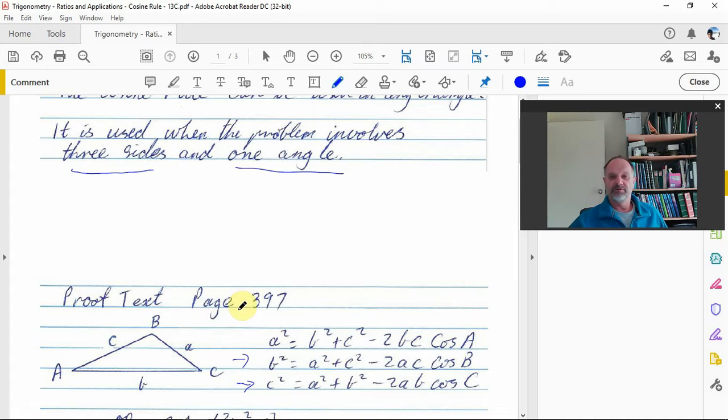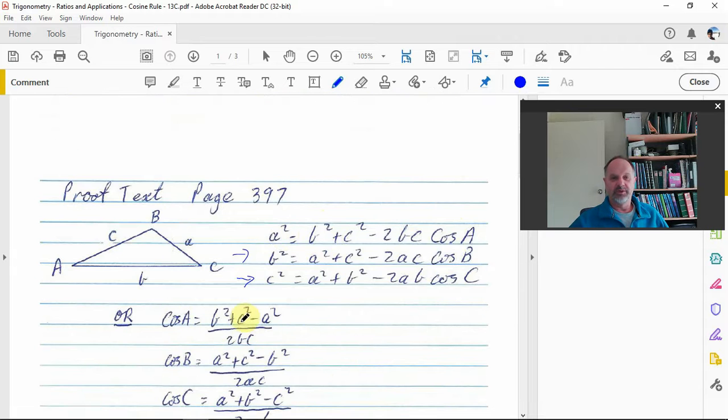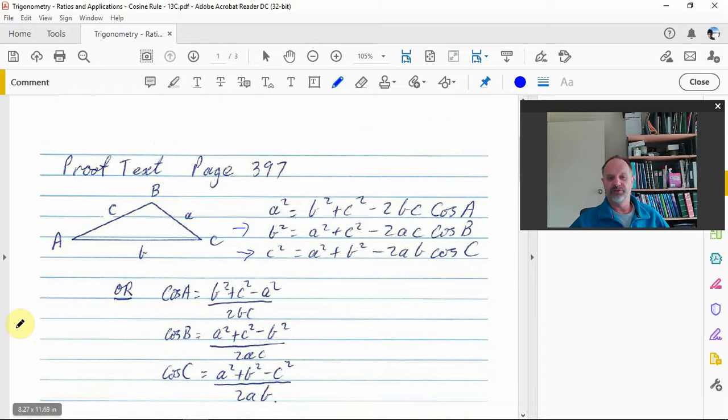Now, of course, that's all very well if you're finding the side length, but if you're finding the angle, you can just use these and then rearrange, or you can use the rearranged version of the formula, which is there. All right, so if you're finding the angle, then you would be given all three side lengths. If you're finding a side length, then you'll be given two sides and the angle in between them.